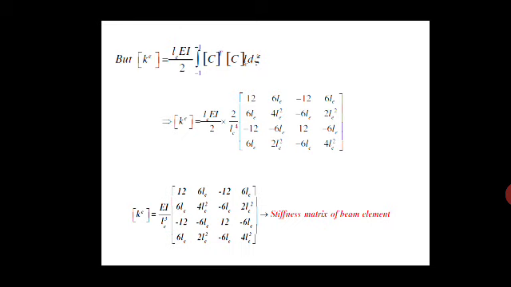Therefore, the element stiffness matrix can be written as EI divided by Le cube, that is 12, 6 Le, minus 12, 6 Le, 6 Le, 4 Le square, minus 6 Le, 2 Le square, minus 12, minus 6 Le, 12, minus 6 Le, 6 Le, 2 Le square, minus 6 Le, 4 Le square. This is what the stiffness matrix of a beam element is.